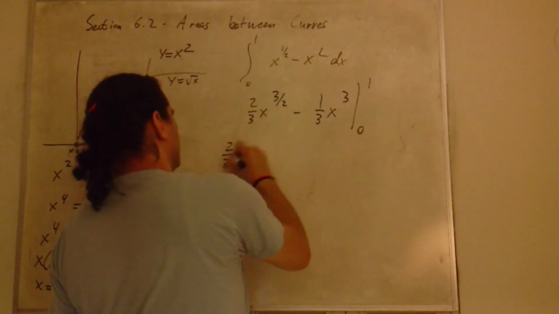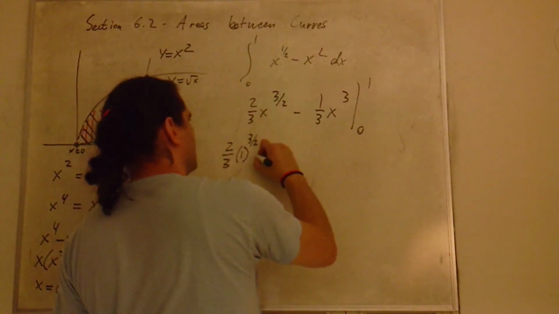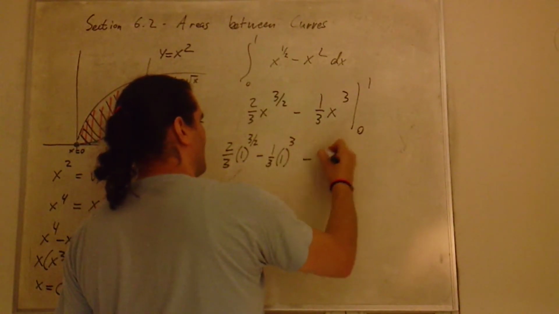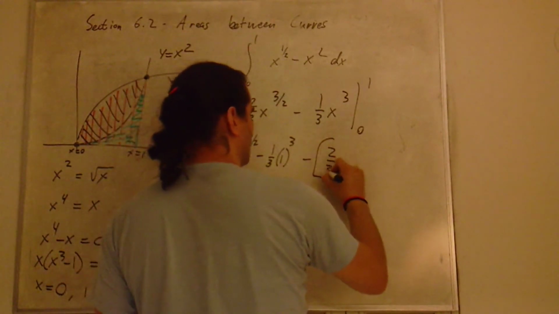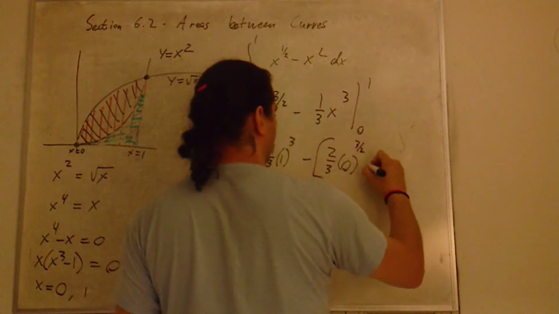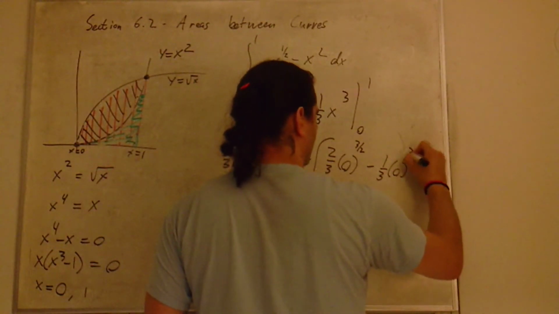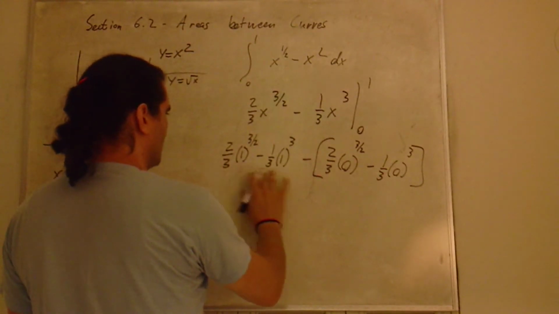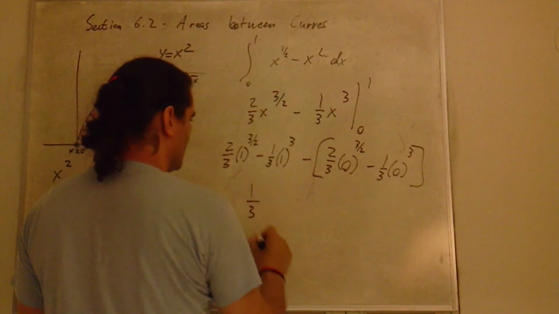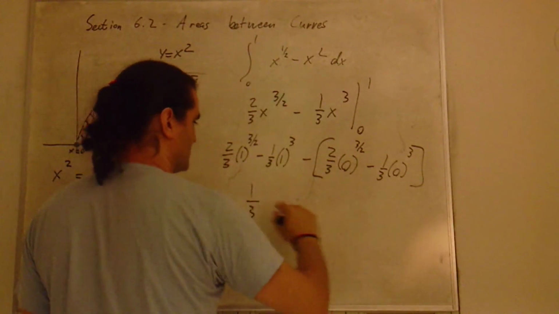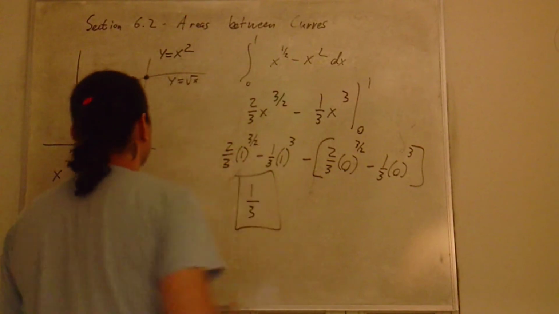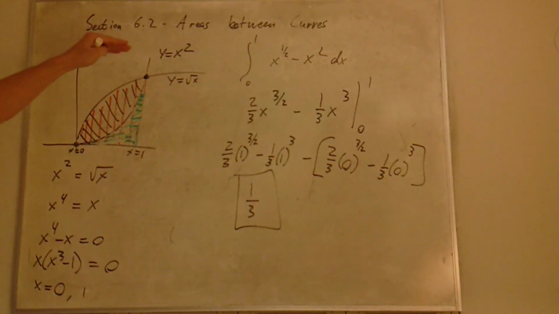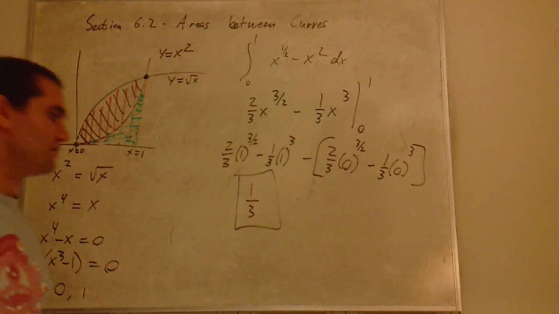So this is 2/3 of 1 to the 3/2 minus 1/3 of 1 cubed, minus 2/3 of 0 to the 3/2 minus 1/3 of 0 cubed. So this is 2/3 of 1 minus 1/3 of 1, which should just be 1/3. And this is 0. So this area between root x and x squared is exactly 1/3.